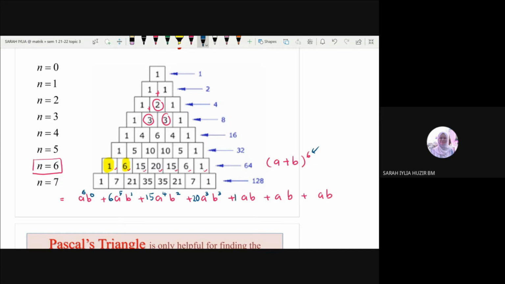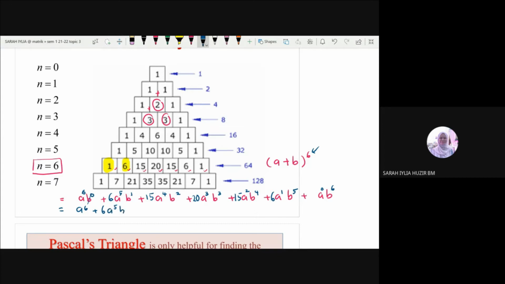After that, we will have 15. A squared, B to the power of 4. And then next one, 6. A to the power of 1, B to the power of 5. And then last one, our constant is 1. Saya tak tulis. So, A akan pergi lowest power, 0. B akan pergi highest power, 6. And then awak nak simplify boleh lah, sebab B power 0 is basically 1. So tak payahlah tuliskan.